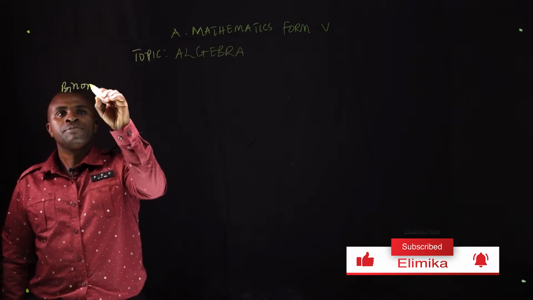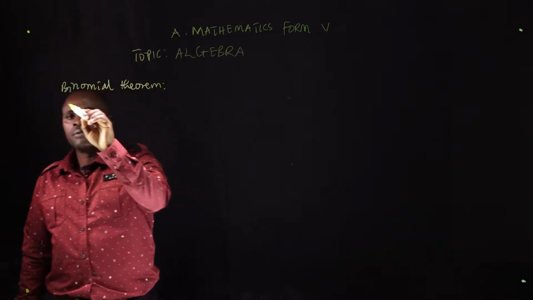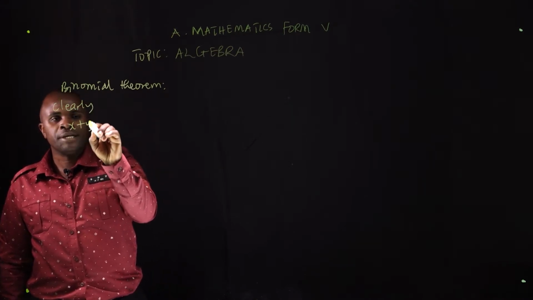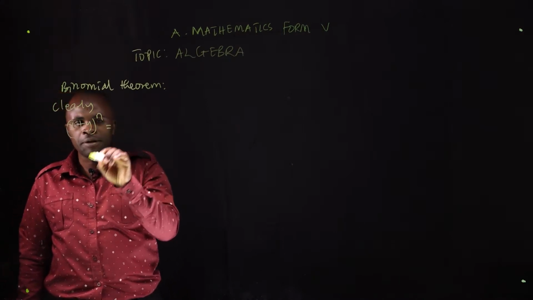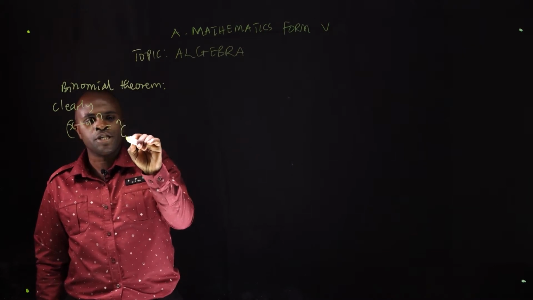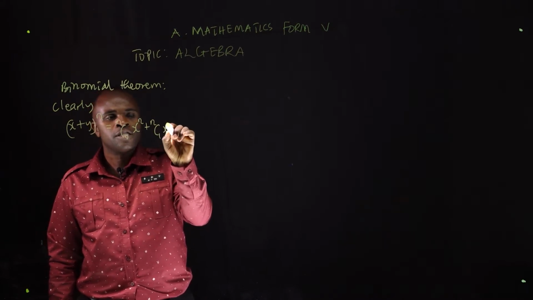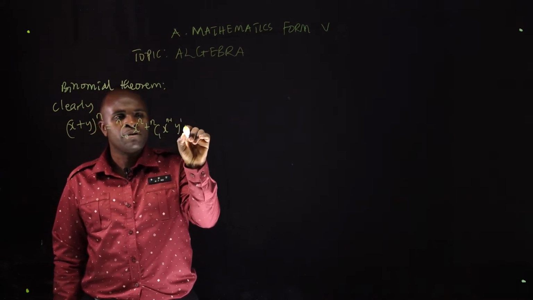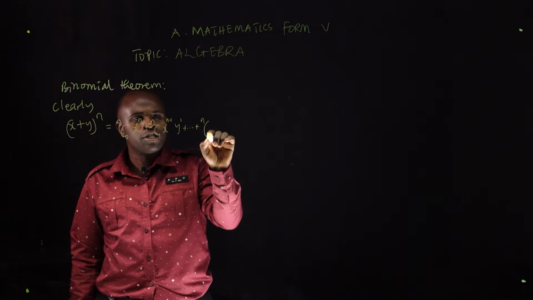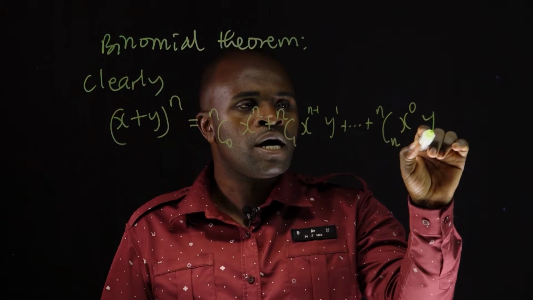Binomial theorem. Clearly, when we have (x + y)^n, using the expansion of binomial, we said this is the same as writing nC0 x^n plus nC1 x^(n-1) y^1, plus we keep on summing up to the end. This gives nCn, and here we will have x^0 and then y^n.